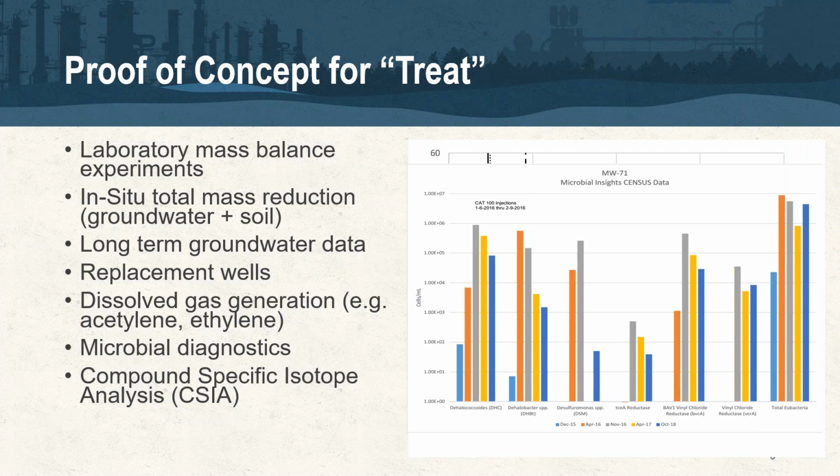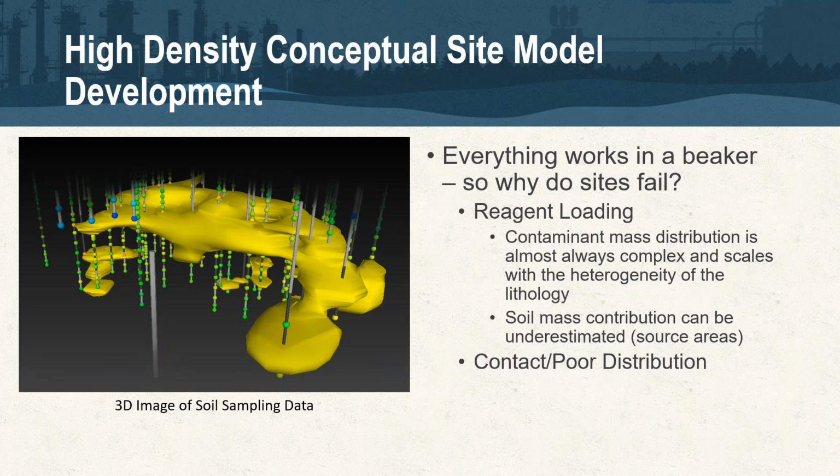Okay, so I like to say that everything works in a beaker, and one of the comments I hear often talking to clients about different technologies is that it didn't work. Well, that's not really true. All these technologies, ours and the others that are in the market, are all developed in the laboratory, and they do work. So why do they work in the lab and they don't work in the field? Most of the time, it comes down to really two things. It's either loading or distribution.